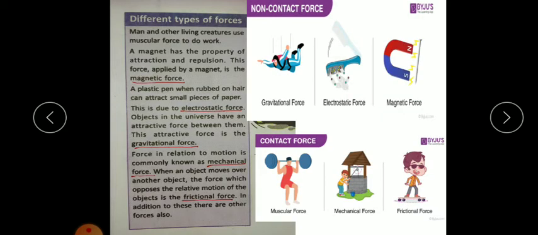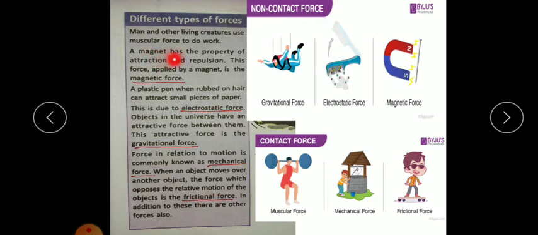So which are the different types of forces? First one, muscular force, then magnetic force, electrostatic force, gravitational force and mechanical force, frictional force. So these are the different types of forces.